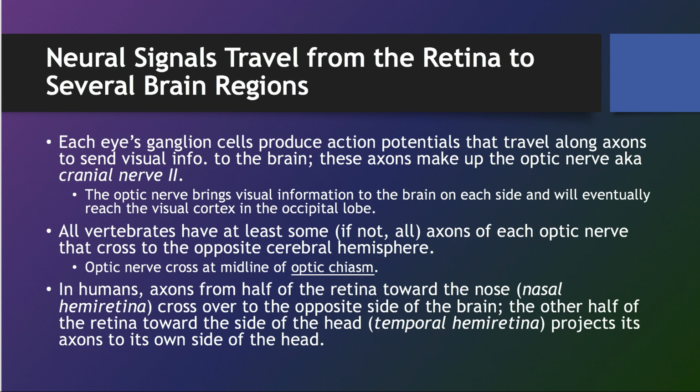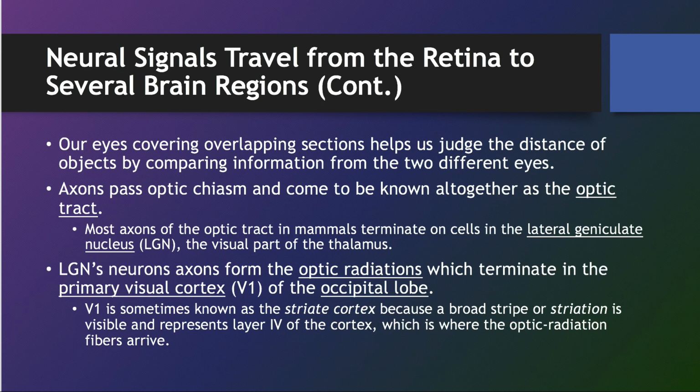The distribution of these retinal fibers means the right side of the brain receives information from the left half of the visual field, and the left side of the brain receives information from the right visual field. Our eyes covering overlapping sections helps us judge the distance of objects by comparing information from the two eyes. Rabbits have a broader visual field because their eyes are farther apart. The broader visual field helps to detect predators. Most of the optic nerve fibers cross at the midline.